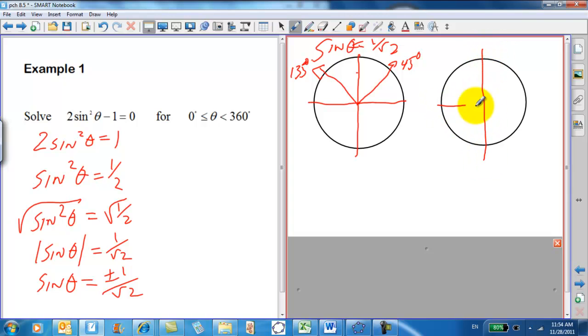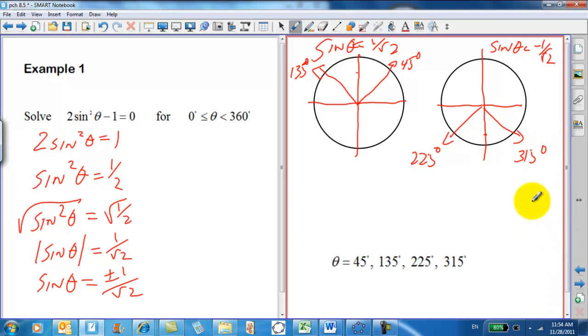Now consider also when the sine of theta equals negative 1 over the square root of 2. That's down here at 225 degrees and 315 degrees. And sure enough, there's our 4 solutions.